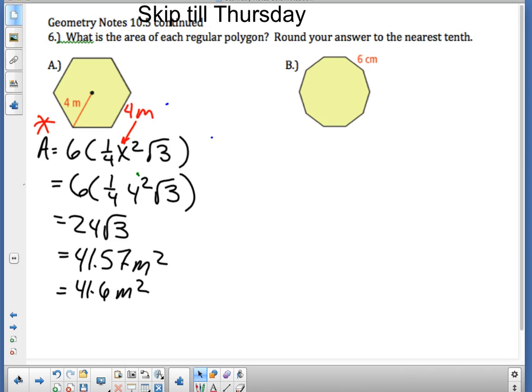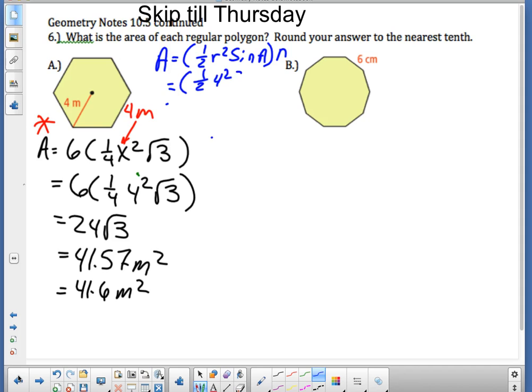Now, choice, okay? Gosh, Bloom, you just showed us a shortcut for this. Even shorter than this is, check it out. Today, at the start of class, you were given the area of 1/2 r squared sine of A times n, where n is the number of sides, that's 6. R is the radius, that's 4. A, which is 360 divided by the number of sides, is 60.